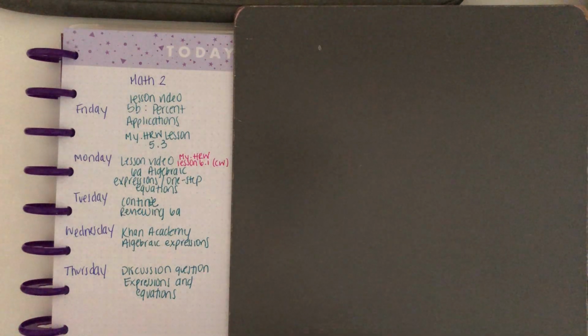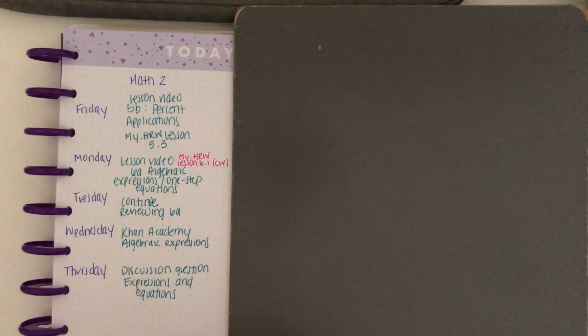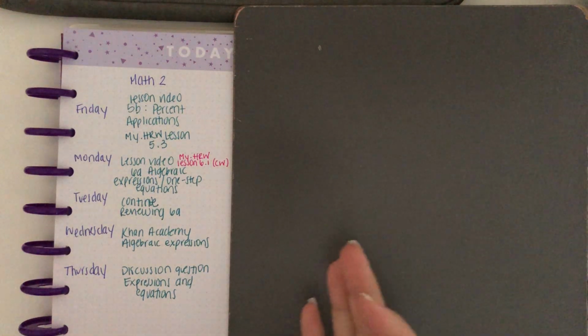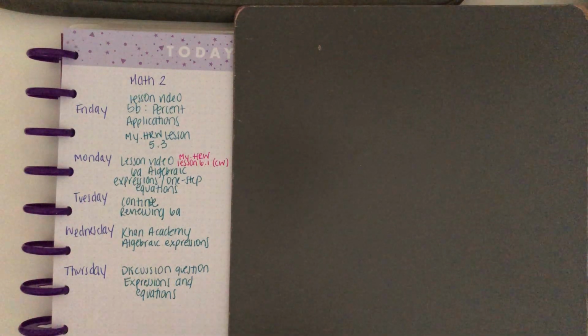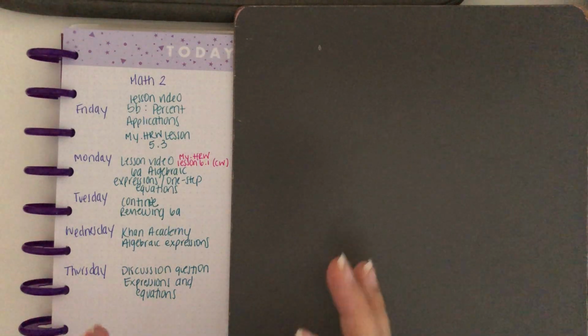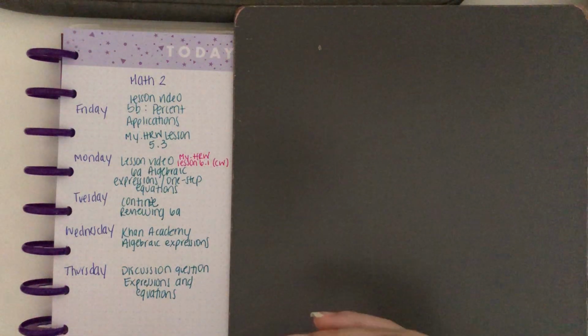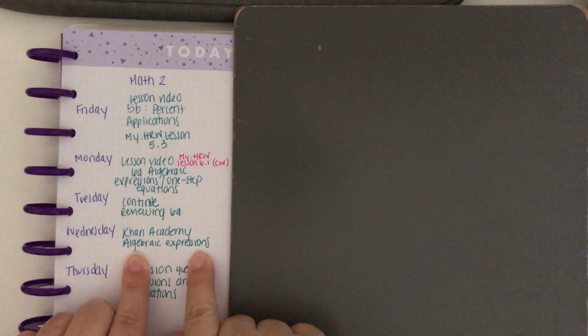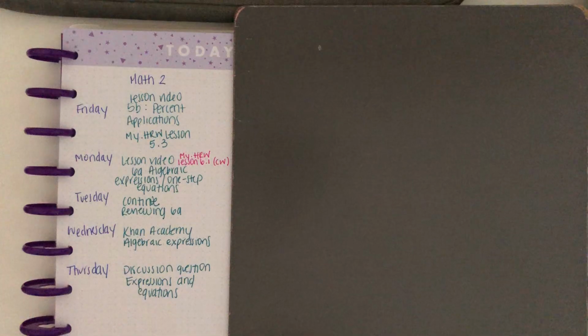Wednesday is your Khan Academy. I know a lot of you are having issues with trying to find specific units. Actually, I'm going to do a whole separate video for that, and I'm going to show you step by step how to find different units. They may not be worded the same, but you should be able to match them together. So this week we have algebraic expressions. And then Thursday is going to be another one of your discussion journal questions on expressions and equations, okay?